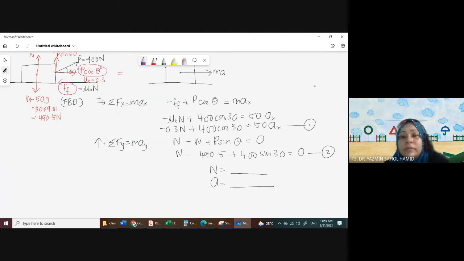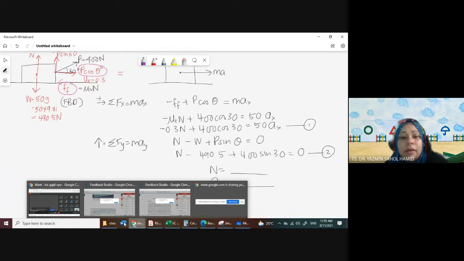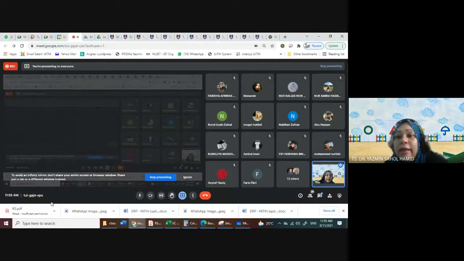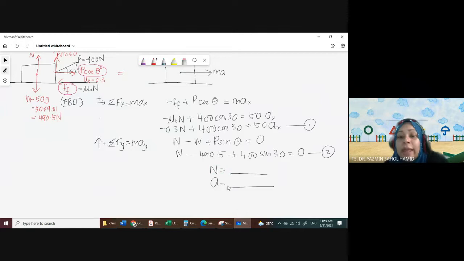But are you going to use it? Okay. Nur Faiz, Muhammad Nur Faiz, bagi jawapan untuk N dengan acceleration. Nur Faiz. Muhammad Nur Faiz, are you here? Ada madam. Sekejap, bagi I answer, betul.